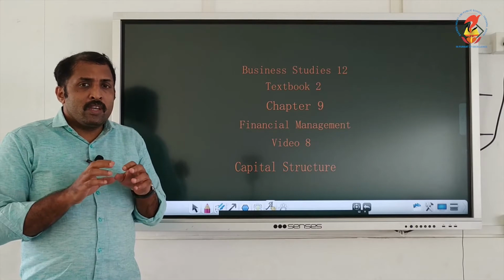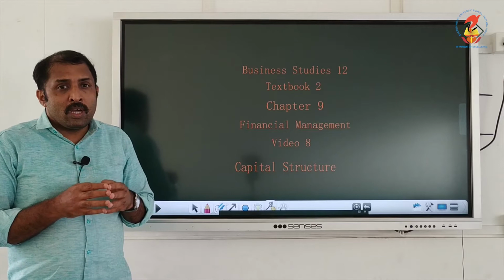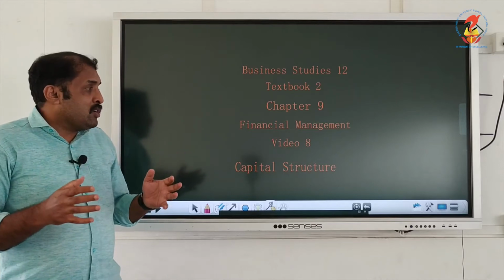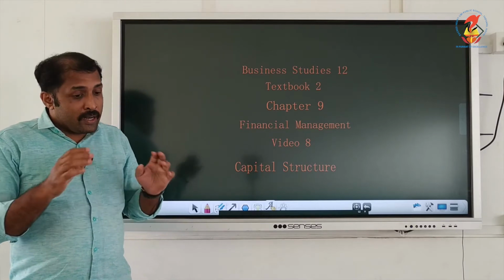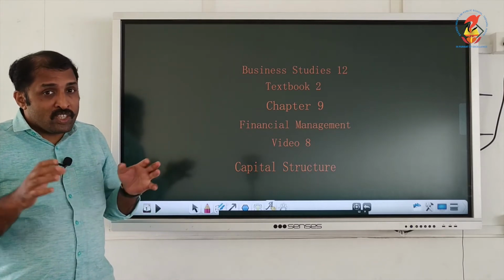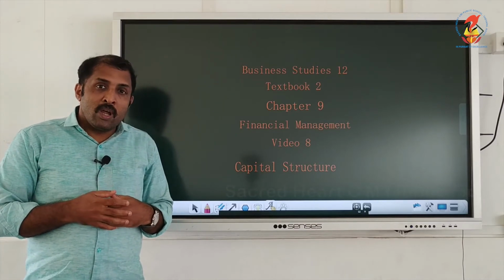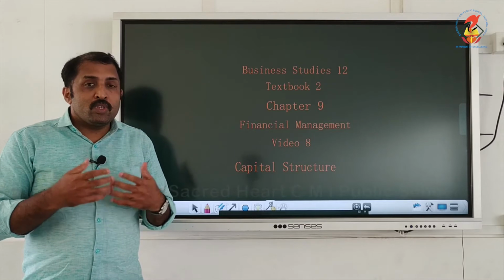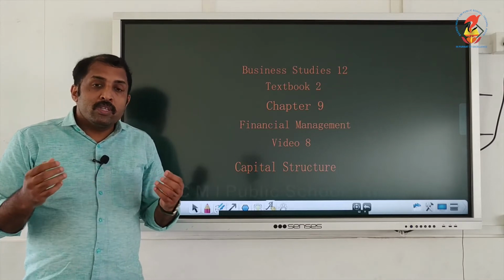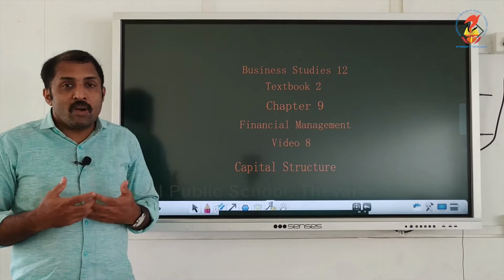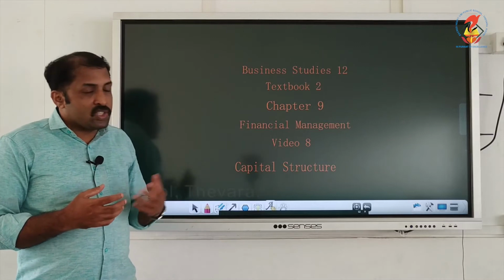Now we are entering into another section of the chapter, which is talking about the structure of finance in an organization, or the arrangement or the financial pattern which is followed in the organization, which sources we are using and how much we are using. All these things are being discussed in this topic, and this topic is about capital structure.